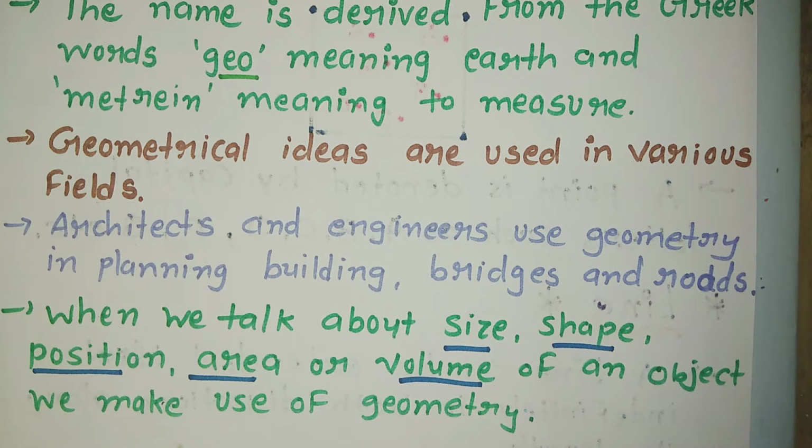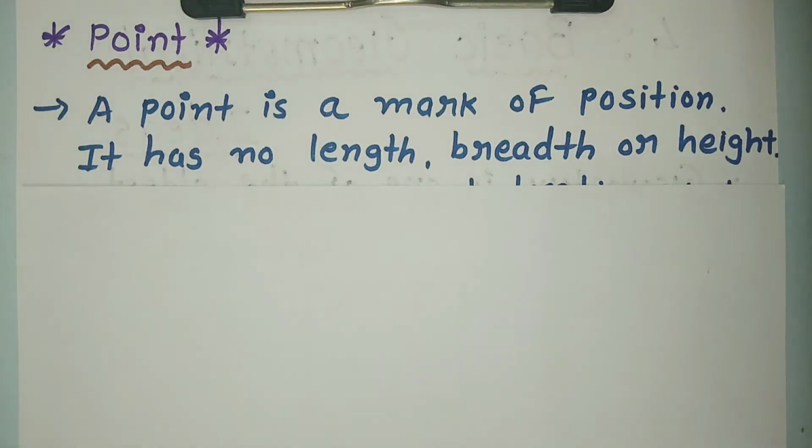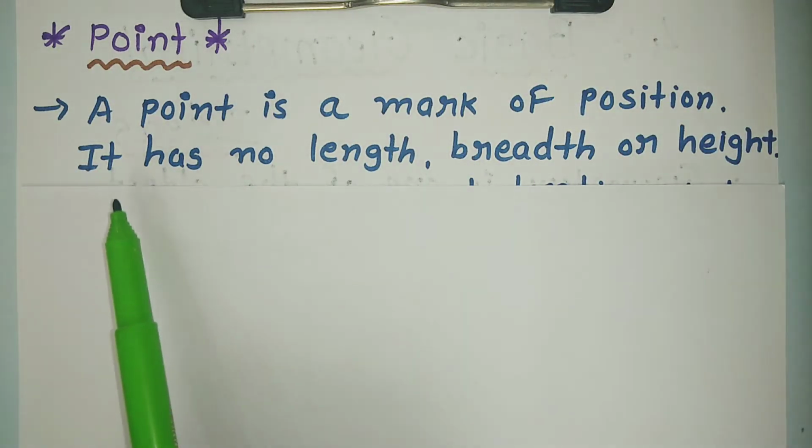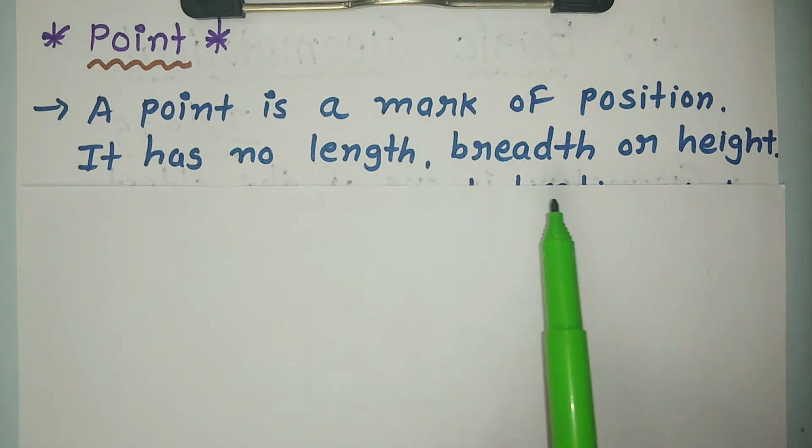So first of all, what is the basic element of geometry? The basic element of geometry is the point. So let's start with the point. A point is a mark of a position. It has no length, breadth or height.